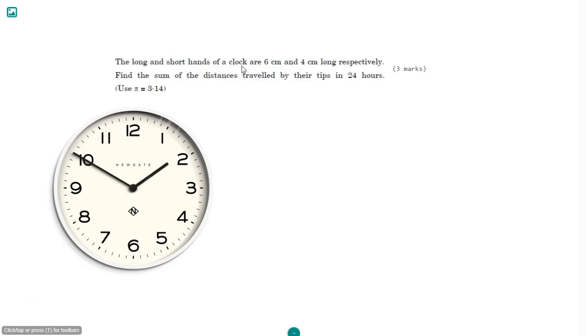The long and short hands of a clock are 6 cm and 4 cm long respectively. Find the sum of the distances traveled by the tips in 24 hours. This is a 3-mark question. Usually a clock has 3 hands. So in the question it talks only about the long and short hands of a clock, which means they are referring to the hour hand and the minute hand. The long hand is obviously the minute hand and the short hand is the hour hand.